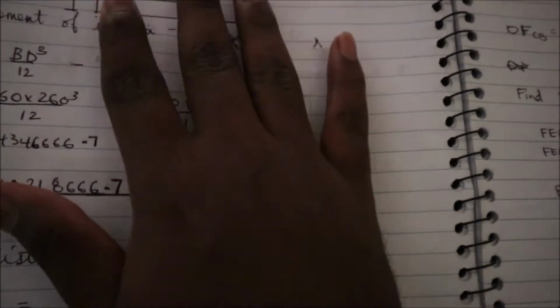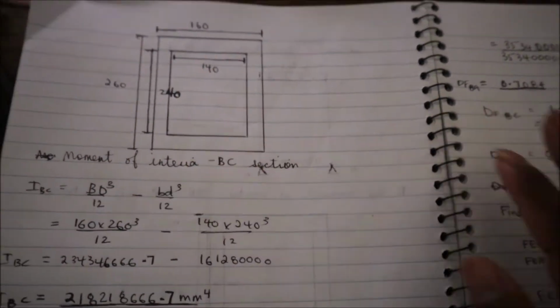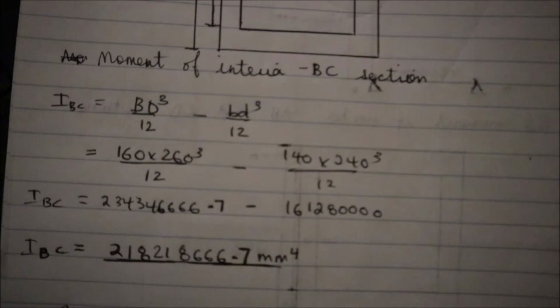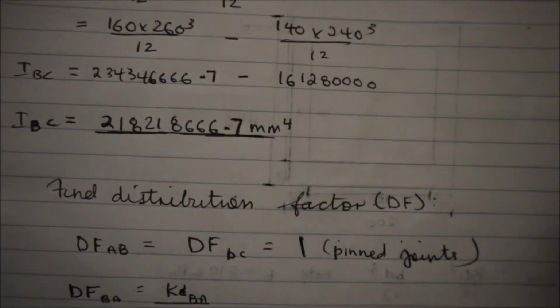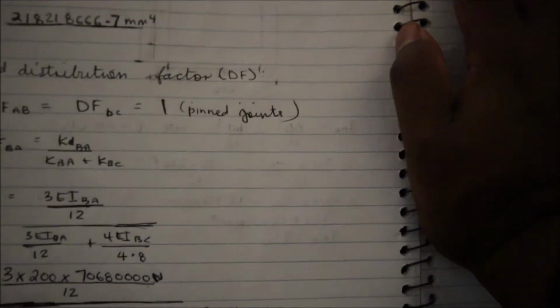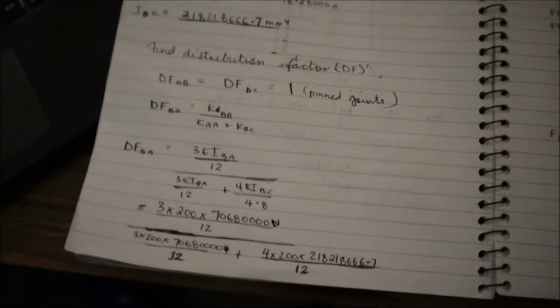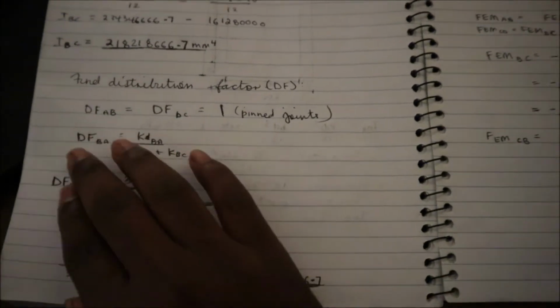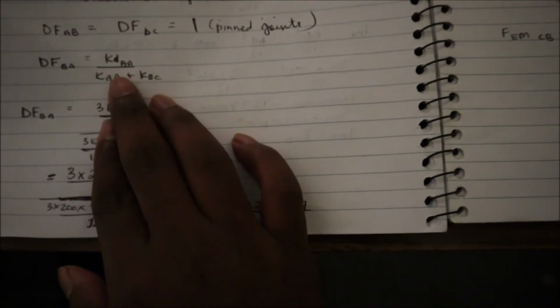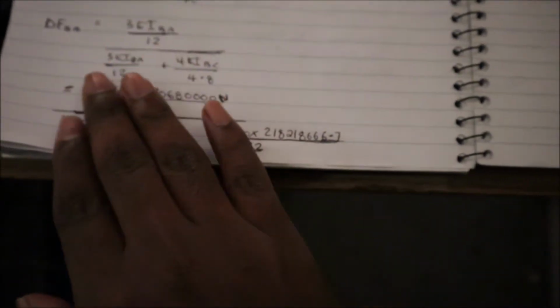Same thing for the moment of inertia for our beam BC. Done all the necessary calculations, got our answer, and now our job is to find the distribution factor. What we must know is that the distribution factor total is going to be equal to 1. So I used this formula, DFBA is equal to KBA over KBA plus KBC. I solved this and got the answer right over here.